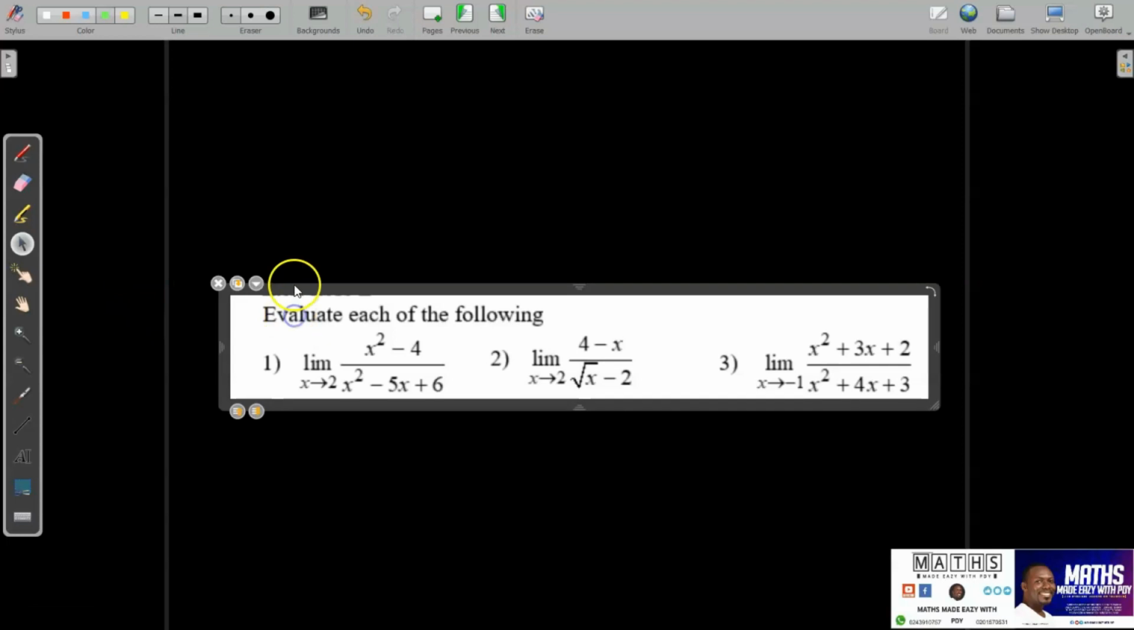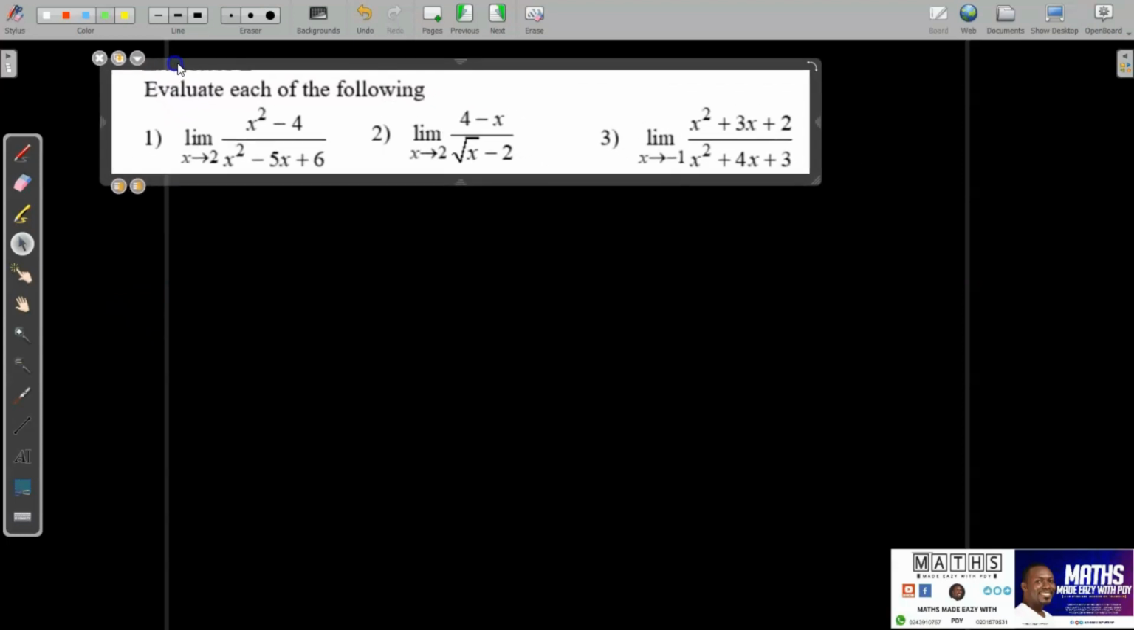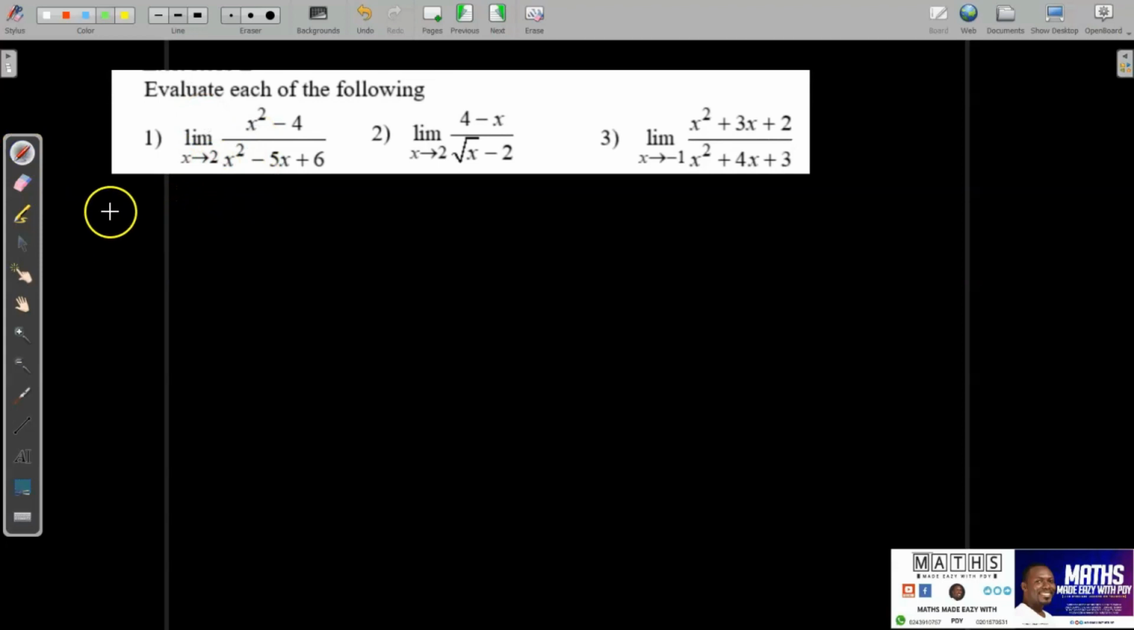Good. So from question number 1, we are to evaluate the limit of x squared minus 4 divided by x squared minus 5x plus 6 as x approaches 2. That's how you read it. What answer are we expecting?